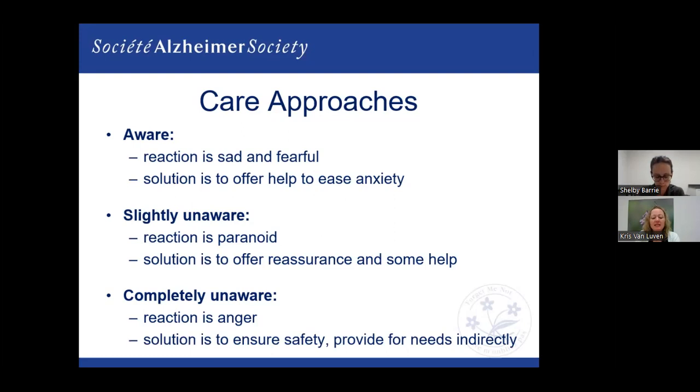For the person who is slightly aware, their reaction could be paranoid. And our solution here is to offer both reassurance and some help if it's needed. And for the person who's completely unaware, their reaction may be anger. First and foremost, we need to make sure that everyone involved is safe. So this may mean giving the person space by removing them from a situation, for example, like a busy shopping mall, or it might mean removing yourself as the care partner from the situation to give them some time to cool down. And you might say something like, I can see that this is really frustrating.